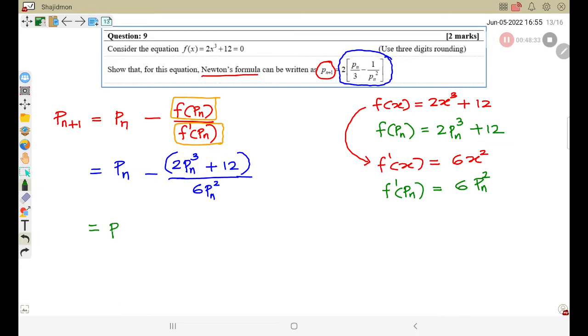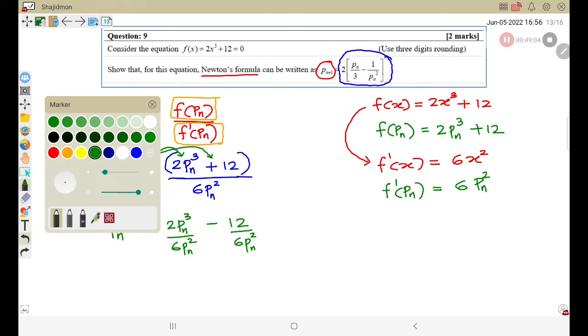Pn minus, the sign distributes to the bracket: minus multiplied by the first term, minus multiplied by the second. So minus 2 Pn power 3, minus 12. At the same time, divide by 6 Pn square. Both terms are divided by that denominator, separated, okay?